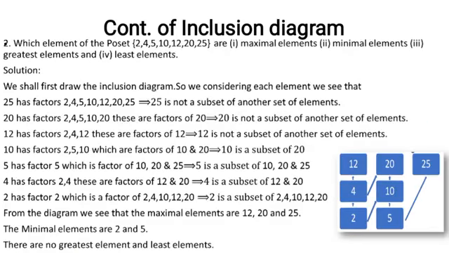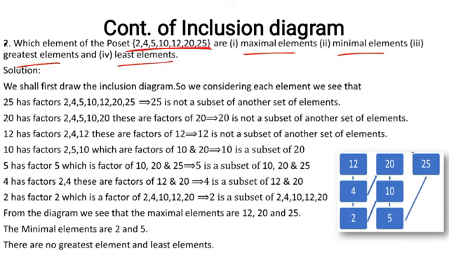The next example is also an inclusion diagram, but now we have some rules again. Which of the elements of the poset? So we have the poset. It has elements 2, 4, 5, 10, 12, 20, 25. Which of the elements of this poset are maximal elements, minimal elements, greatest element, and least element? So we need to find all those elements, just like we did in the previous example. We have to check each of these elements.